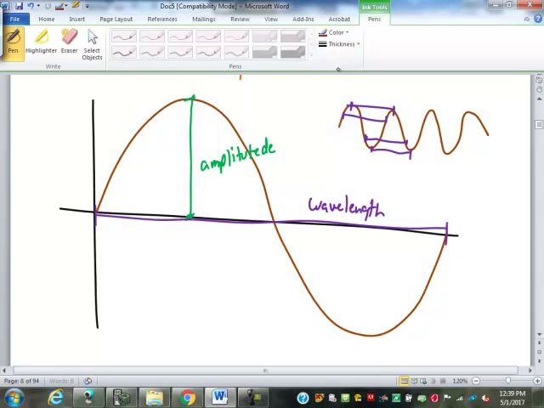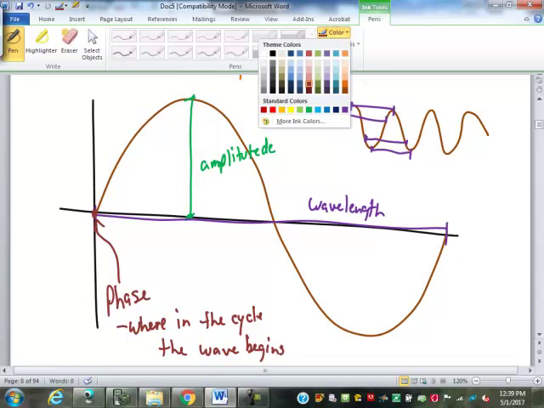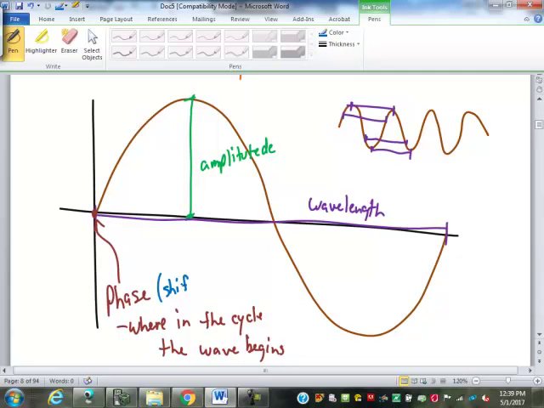The phase is a little bit tougher. The phase describes where in the cycle it begins. All the waves I've drawn so far begin at 0 degrees. So they have a 0 degree phase shift. The phase is always described in terms of a shift. So none of these have any phase shift, zero phase shift.